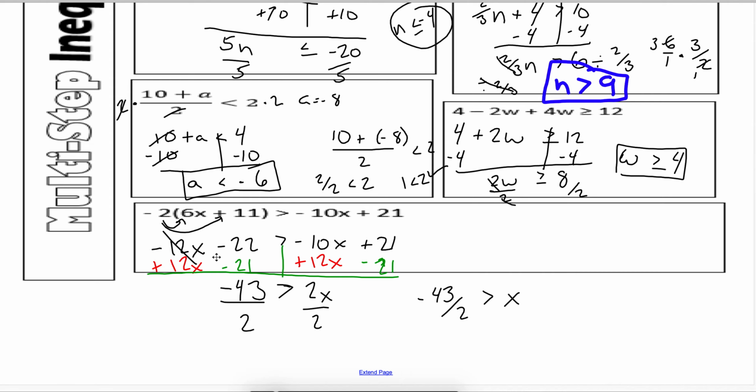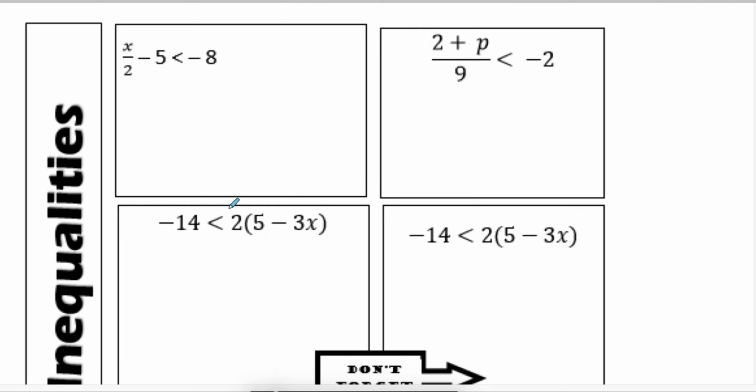Awesome job. Let's try our next page here. A couple more to go. x over 2 minus 5 is less than negative 8. Well, let's get rid of that negative 5 first. We get x over 2 is less than negative 8 plus 5. Negative 8 plus 5 is negative 3.